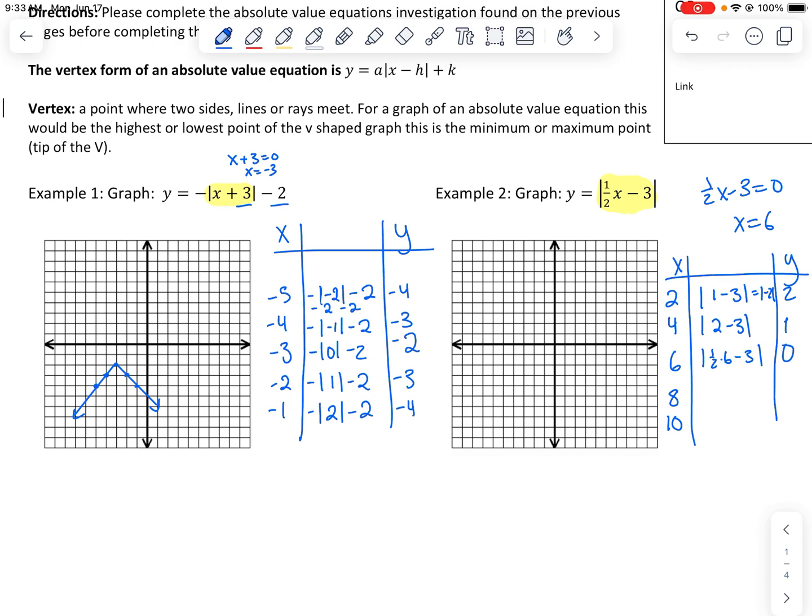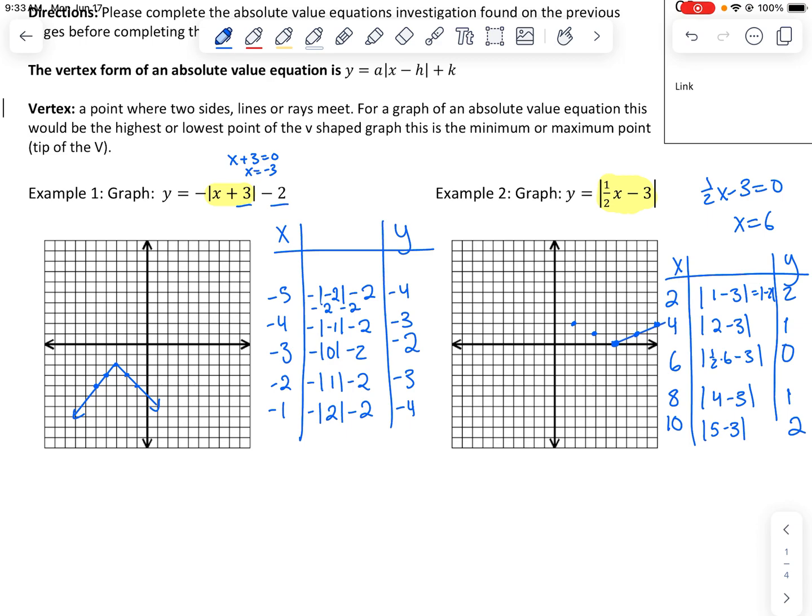Hopefully we get something symmetrical over here. The absolute value of half of 8, so 4 minus 3 is the absolute value of 1, which is 1. And the absolute value of 5 minus 3 is the absolute value of 2, which is 2. So I have the point (2, 2), the point (4, 1), (6, 0), (8, 1), and (10, 2).